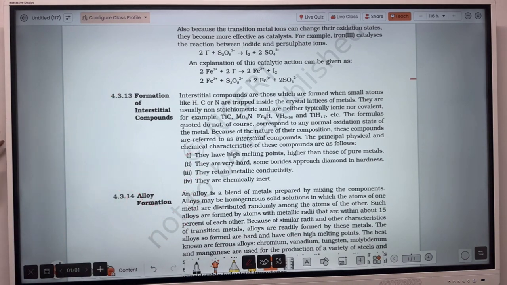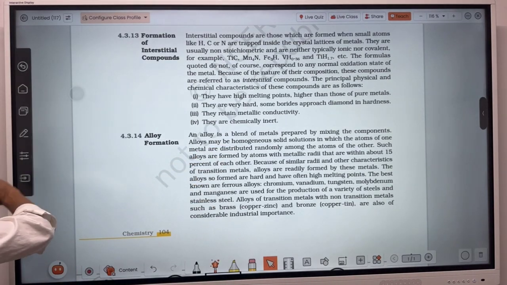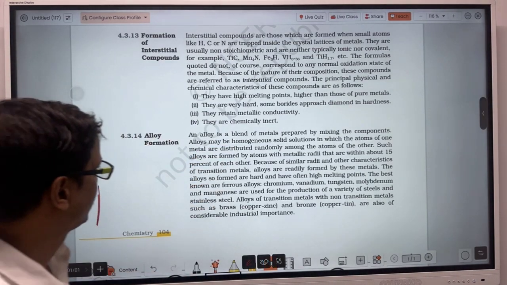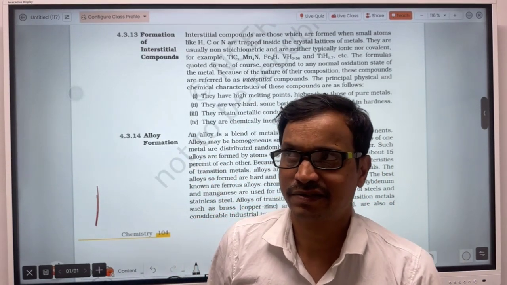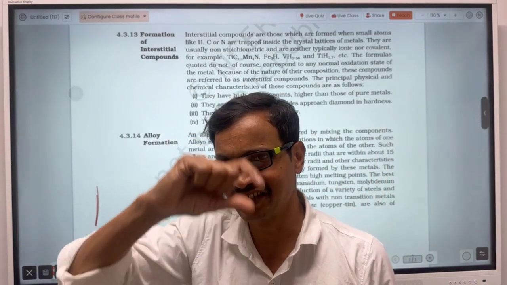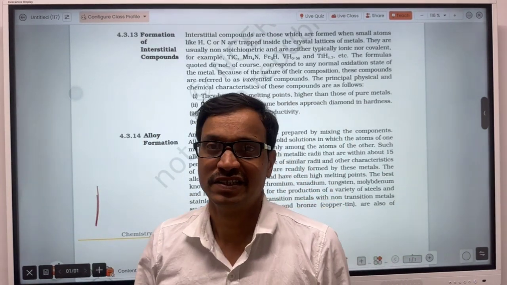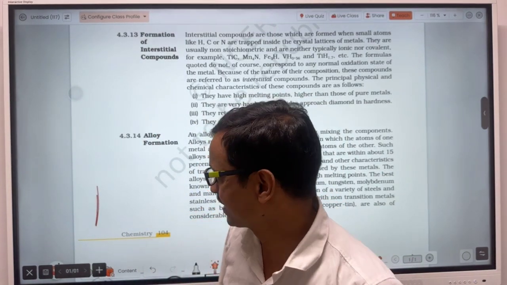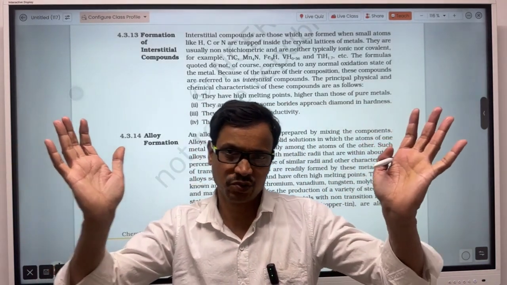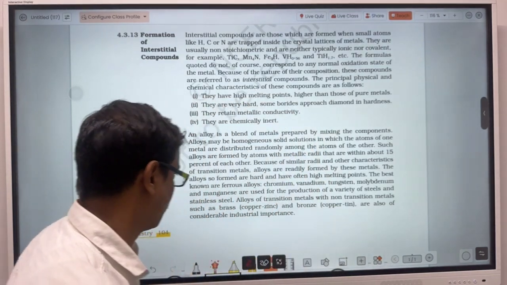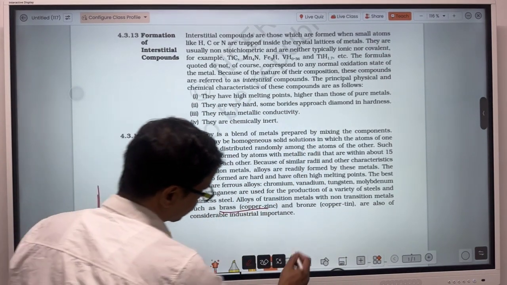Okay, alloy formation: how is an alloy formed? An alloy may be considered as a mixture of two metals. In interstitial compounds, small-sized non-metals were getting embedded in the voids of d-block elements. That was interstitial compounds. An alloy is the mixture of two metals. For example, brass is an alloy and bronze is an alloy.